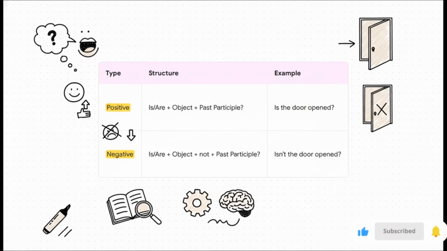The structure is always the same. For a positive question, you start with is or are. For a negative one, you can use the contraction, like isn't or aren't. And the rest of the sentence just falls into place. It's a really clear pattern.